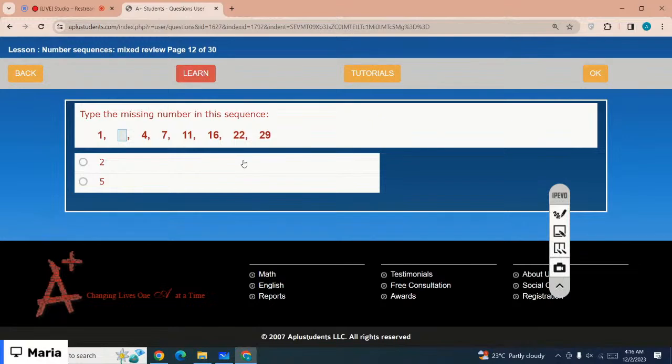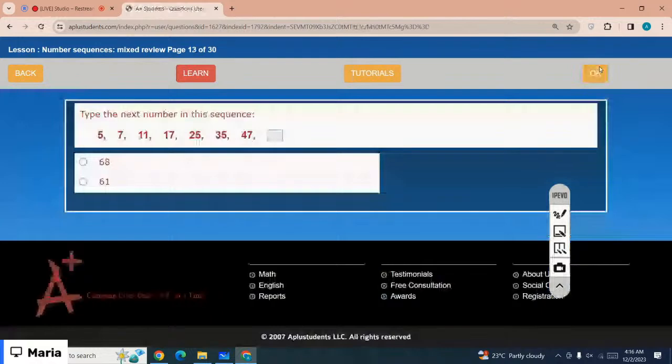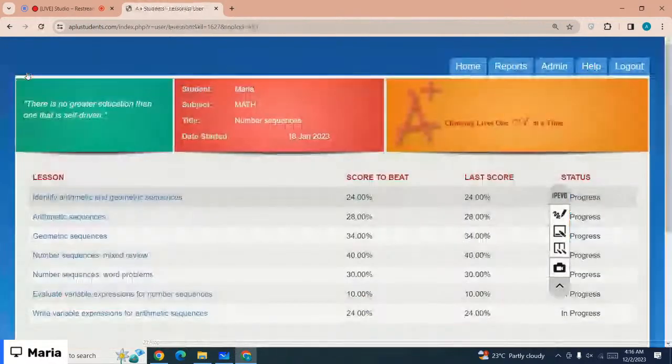Okay, you can complete the lesson by yourself later today. Let's just move on to the next lesson. And the next lesson is number sequences, word problems, right? Word problems you can do on your own. Let's just start with the next one, that is evaluate variable expressions for number sequences, right?